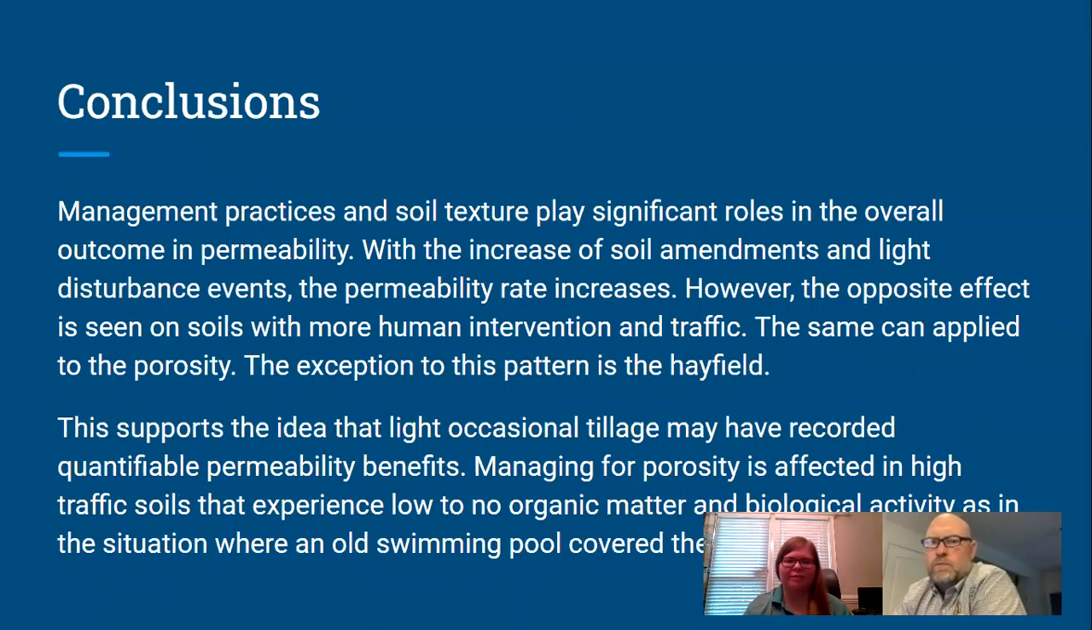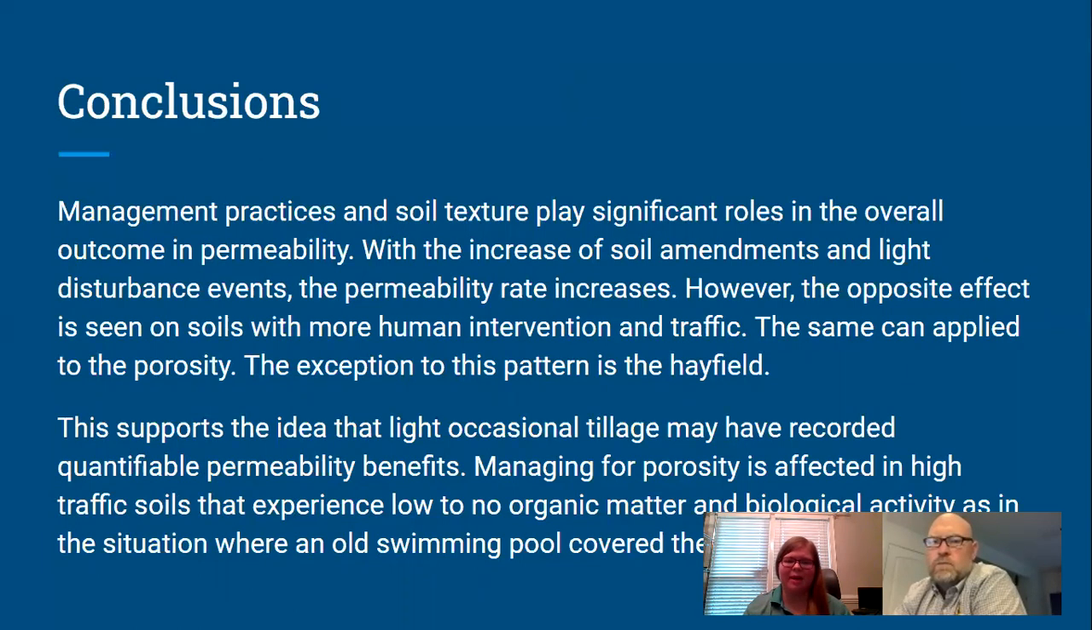In our conclusion, we found that management practices and soil texture play significant roles in the overall outcome of porosity and permeability. With the increase of soil amendments and light disturbance events, the permeability rate increased. However, the opposite effect is seen in soils with more human intervention and traffic. The same can be applied to porosity.